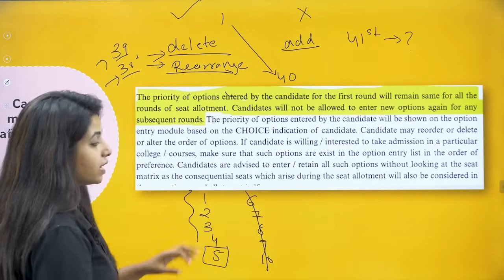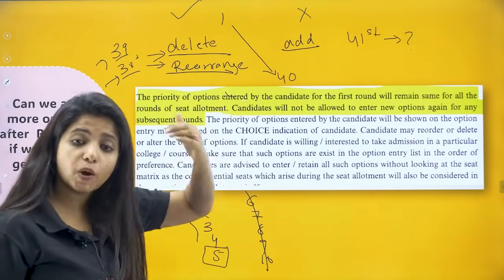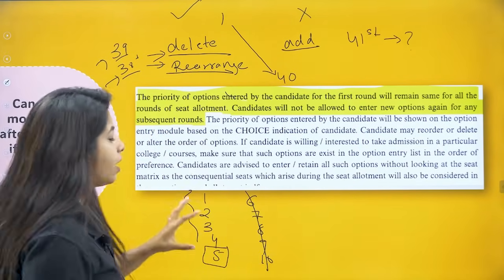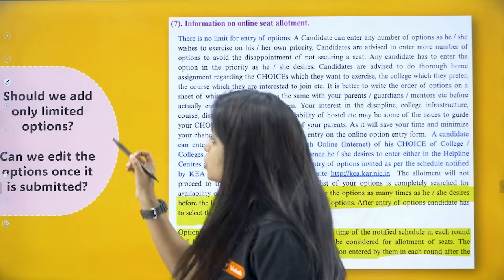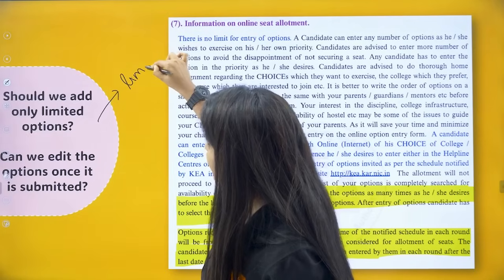So make sure you have enough options out there. There is no problem in having enough options out there. You will at least get some good college. So make sure you are making a proper list. And with that, the next question comes in. Should we add only limited options? No. This is a limitless process.